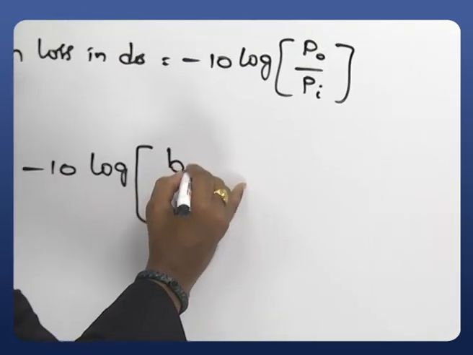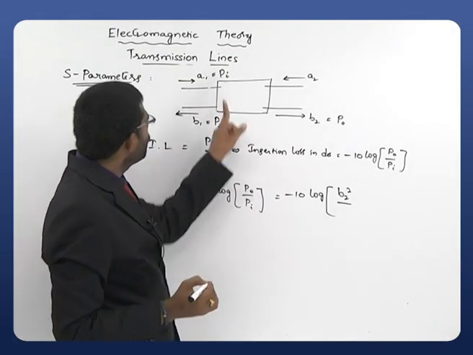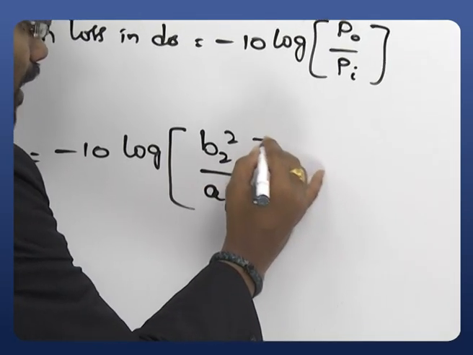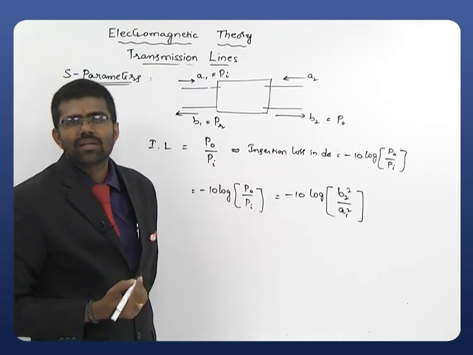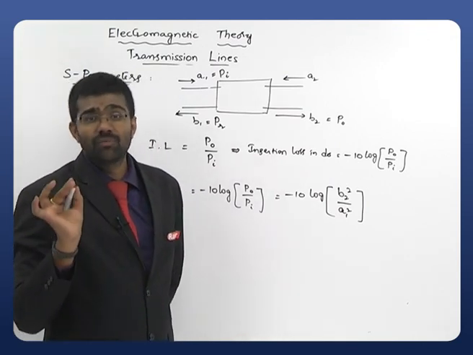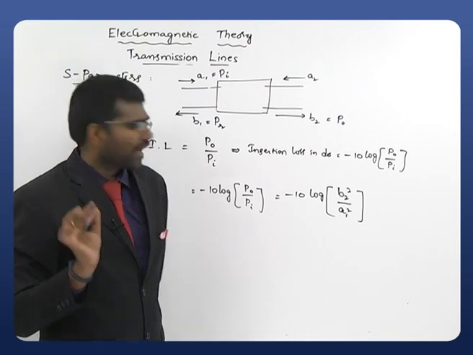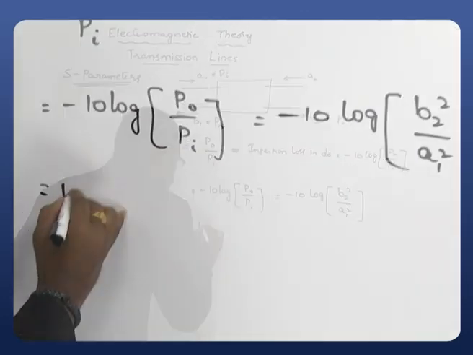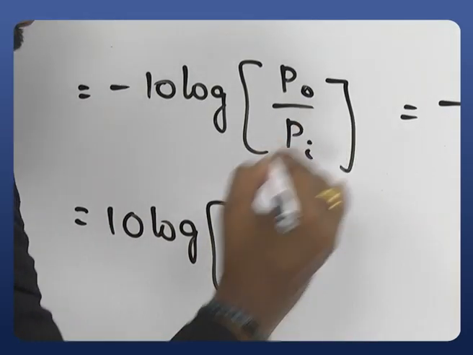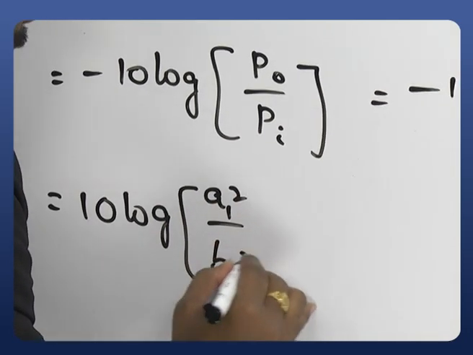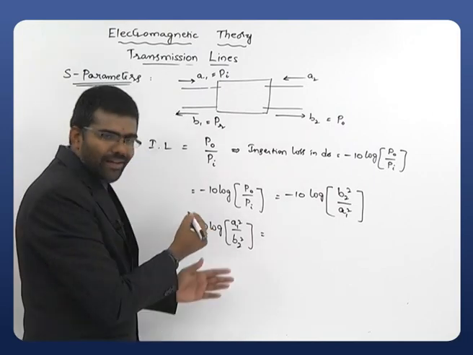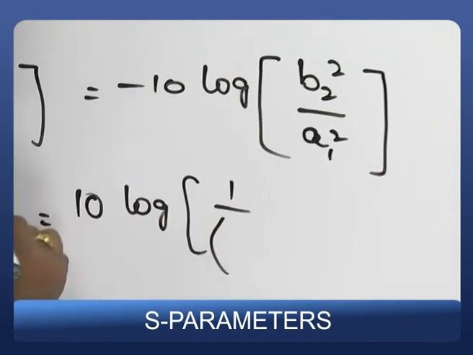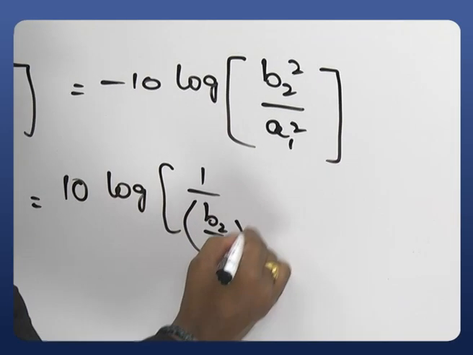So P naught can be written as B2 square divided by, instead of input power Pi, I can write A1 square. Once again I am saying that A and B are the wave strengths or field strength, they are not powers. They are the field strengths or voltages directly, you can take, no problem, right? So minus 10 log B2 square by A1 square, that is what we have here, which is equal to 10 log, so I am reversing that one, this is A1 square by B2 square. I am rearranging this particular term, that 10 log 1 by, I am writing this one as B2 by A1 whole square.